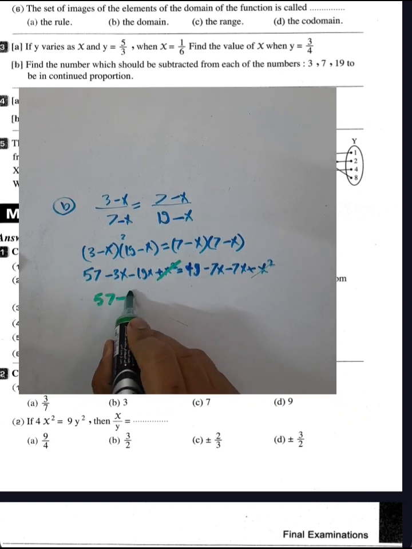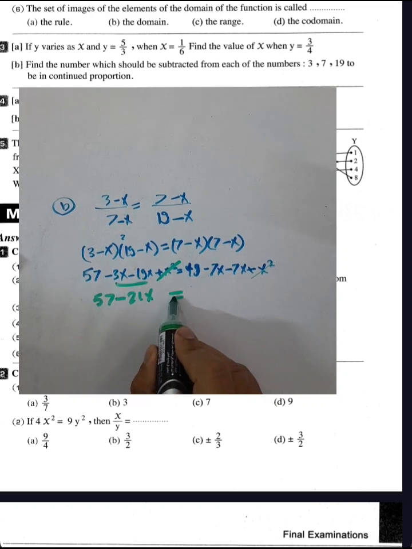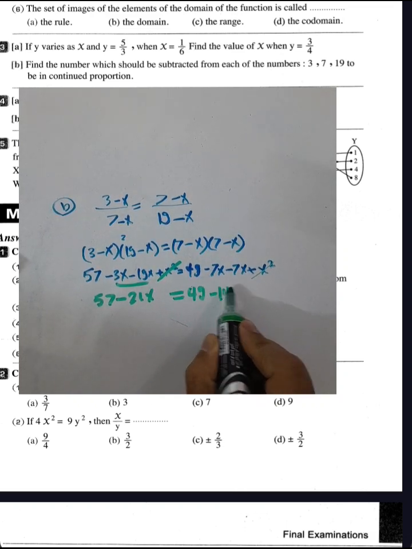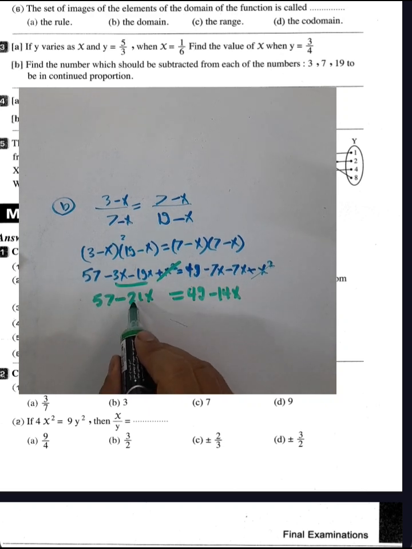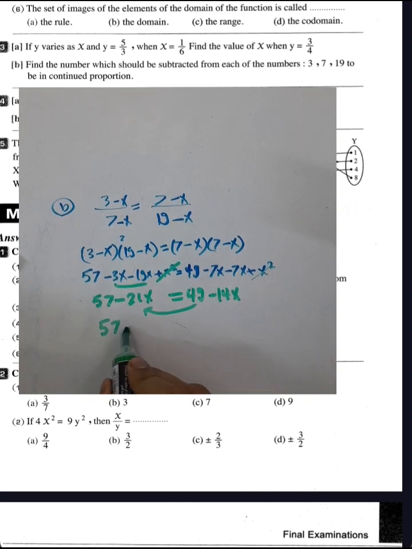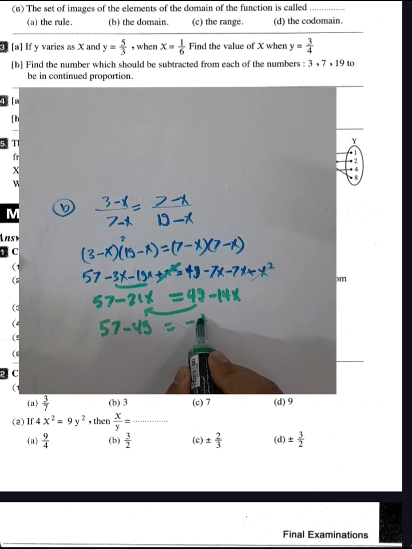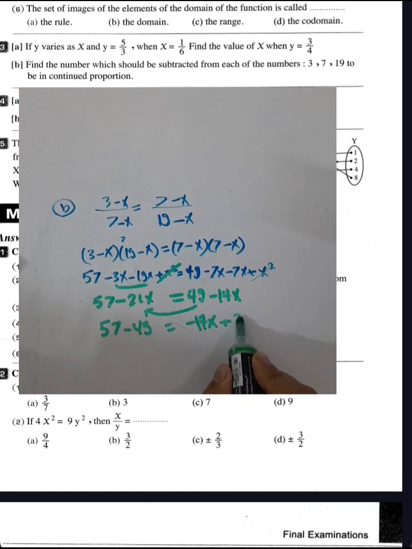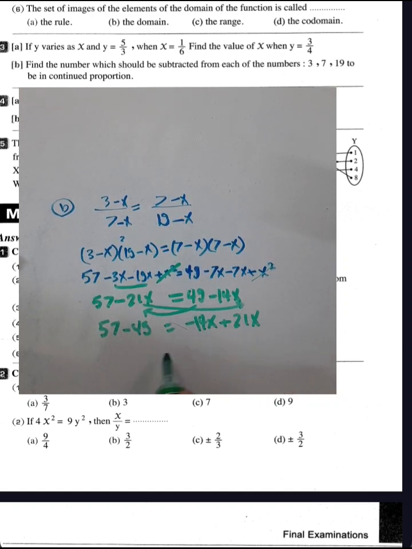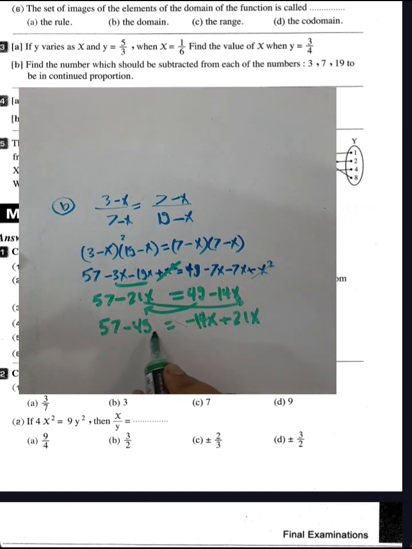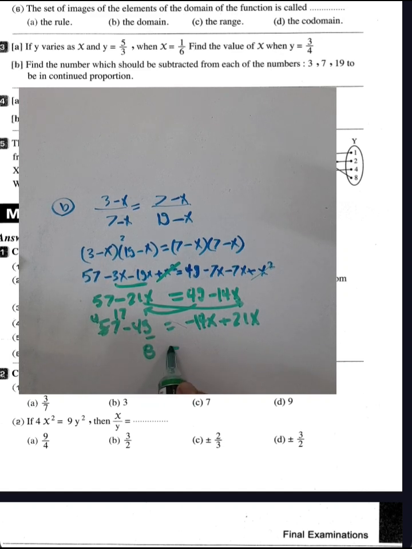Then 57 subtracted by 21x, and write 49 subtracted by 14x. You can move 21 to the left hand side, write 57 subtracted by 49 and negative 14x plus 21x. Move this number to the right hand side. Then we have 57 subtracted by 49: 17 minus 9 equals 8, and 4 minus 4 equals 0, and 21 minus 14 will be 7x.